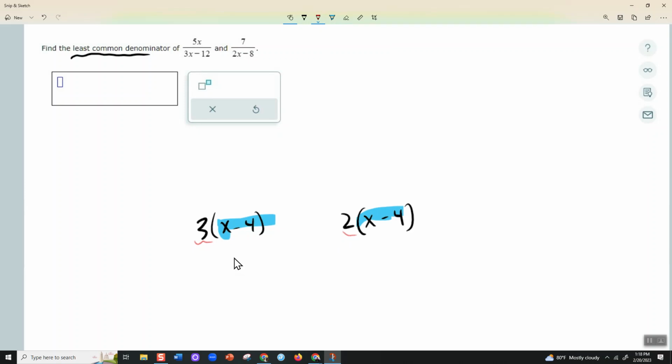We just need to find the lowest common multiple of 3 and 2, which is 6. That's the lowest one. You can always find a common multiple by multiplying the two numbers, but to find the least one, sometimes you have to go lower than that. But for this, the answer is going to be 6 times x minus 4. They both had x minus 4 in common. The least common multiple of 3 and 2 is 6.